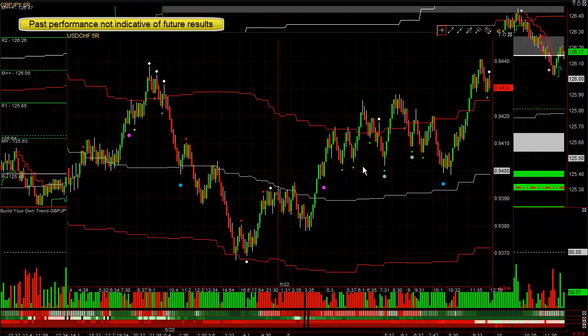Here's the dollar Swiss. The dollar was very strong today, and again, when it's underneath the hourly, you're looking for sells. When it's above the hourly, you're looking for buys. This is a nice little continuation pattern right here that typically is a reversal, and when it doesn't reverse, it's a very strong signal that the market's going to go up.